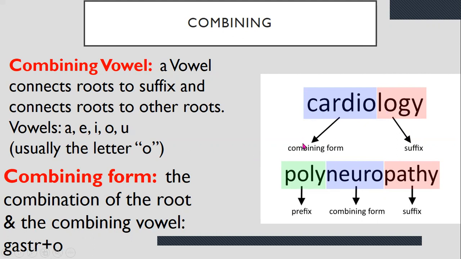So if you look over here, the combining form is the root word combined with the vowel. Okay? So for example, cardiology and polyneuropathy. If we look at these two words, we will notice that cardio is the root with ology as the suffix. If we look at polyneuropathy, we have poly, which is the prefix, we have the root word, and we have the suffix.